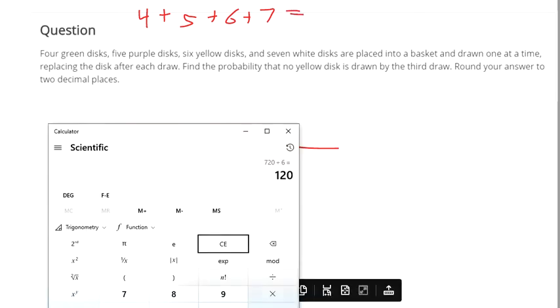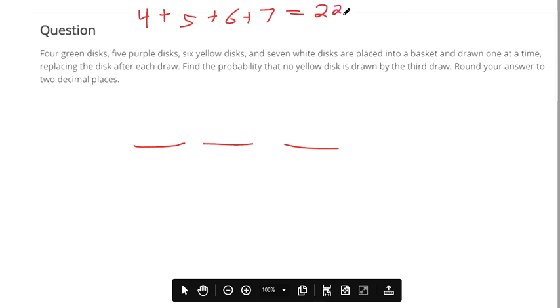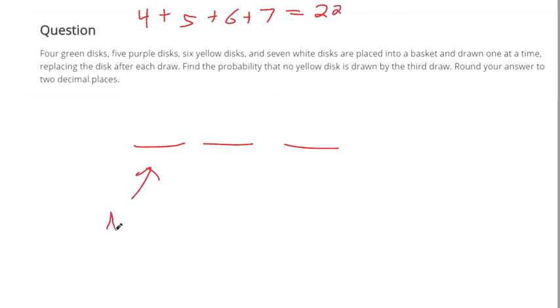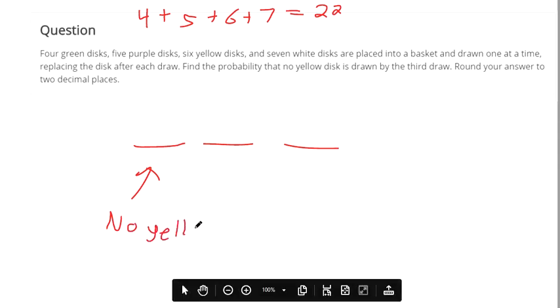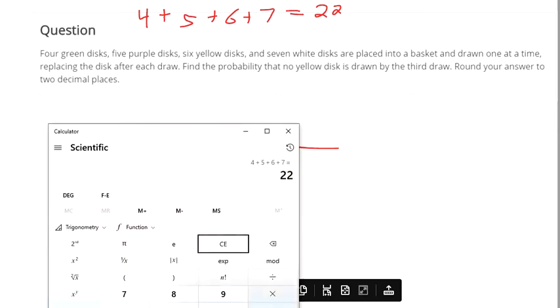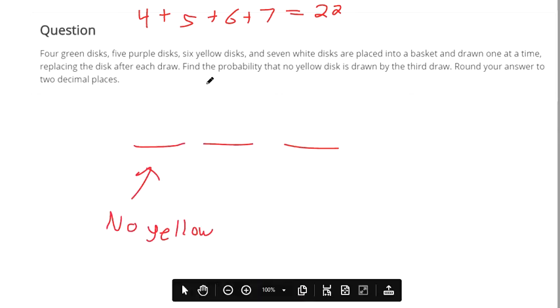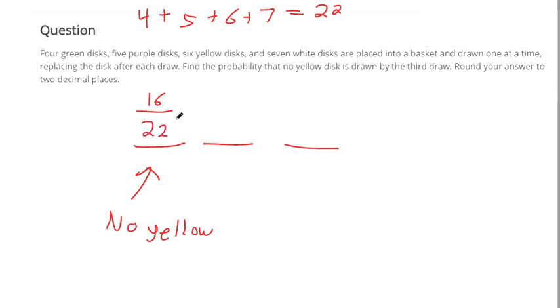So if you add those up, there's 22 discs total. So the probability that we get no yellow, well, count up how many options are not yellow. How many options fit that criteria? If there's 6 yellow discs, then there are 16 non-yellow discs. So the probability that we don't draw a yellow is 16 divided by 22, the number of non-yellows divided by the total number of options.